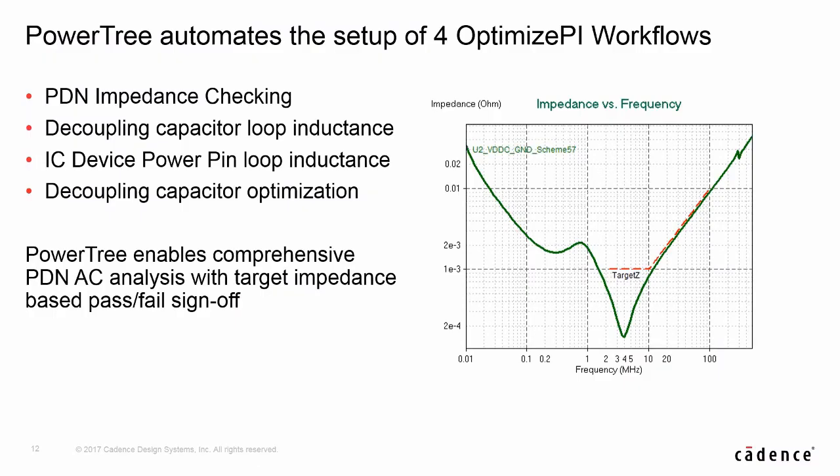In summary, this video has shown how to use PowerTree to automate four different types of analyses in Optimize PI. These workflows identify layout problems, optimize decoupling capacitor selection, and perform target impedance pass-fail sign-off analysis. The PDN simulation setup is automatically completed by simply applying a PowerTree.